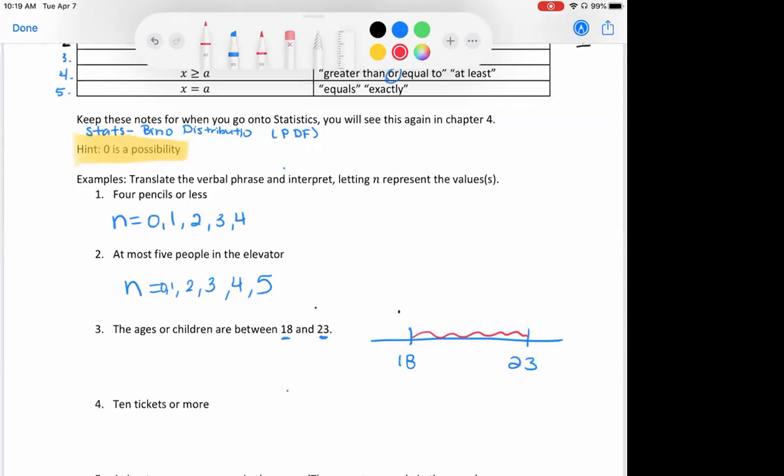Do I want to include 18 and 23? Well, yeah, because those would be numbers that I can work with, right? Between 18 and 23. So they can be 18 and they could be 23. So for this one, our answer would be 18, 19, 20, 21, 22, up to 23. So those are numbers I want to consider.